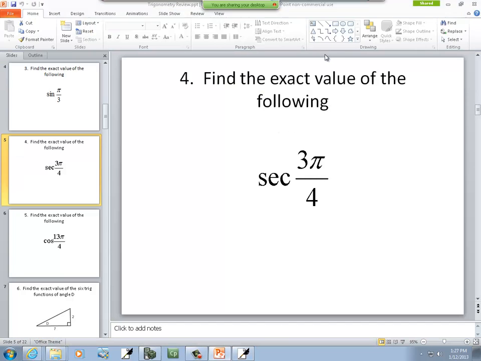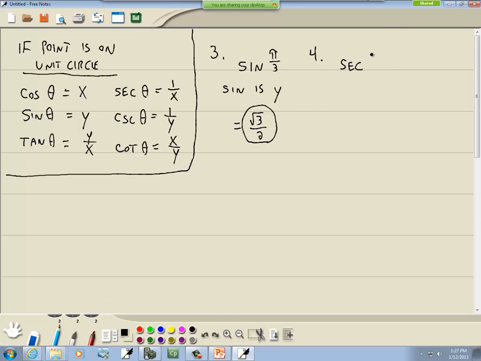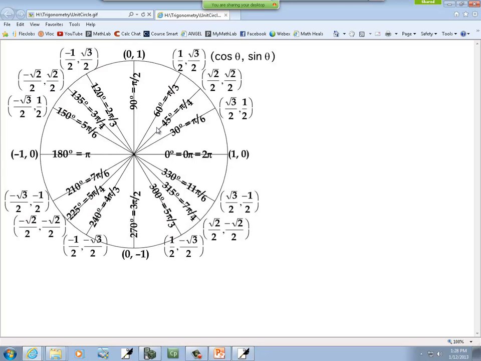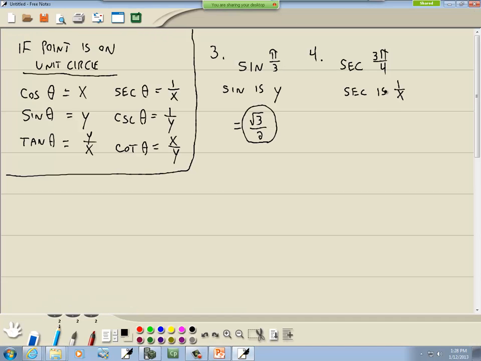Number 4. We have secant of 3 pi over 4. Now from our formulas here, secant is 1 over x. And so we're going to look up 3 pi over 4 on our unit circle. If I come over here, 3 pi over 4 is right over here. And our formula is 1 over x. Well, x is negative square root of 2 over 2. So secant is 1 over that, which will be 1 over negative square root of 2 over 2.